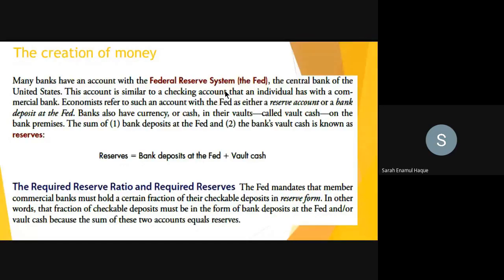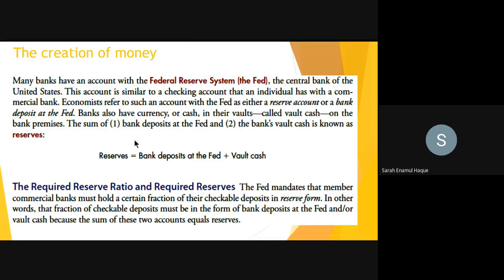Okay, but we are going to look at this from the Bangladesh perspective. So here Bangladesh Bank is the central bank of Bangladesh. Many banks have accounts with the central bank of any country. So all the commercial banks, BRAC Bank, EBL Bank, Bank Asia, whatever bank you can think of, they all have accounts with the central bank of Bangladesh, that means Bangladesh Bank. This account is very similar to the checking account or the current account that normal people have in commercial banks.